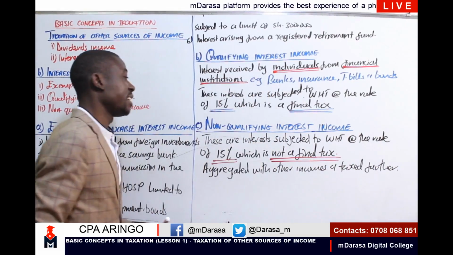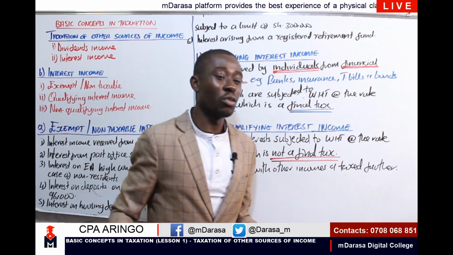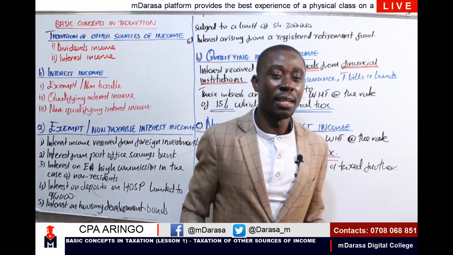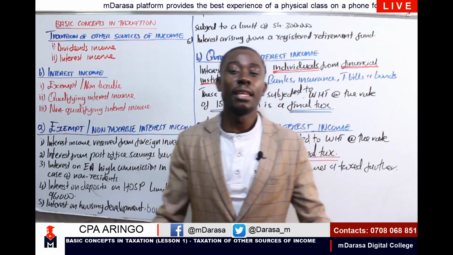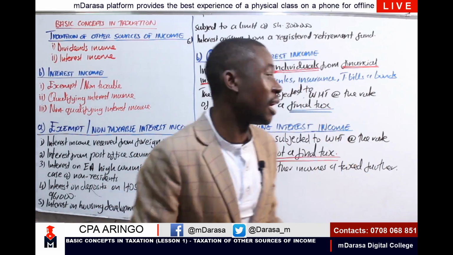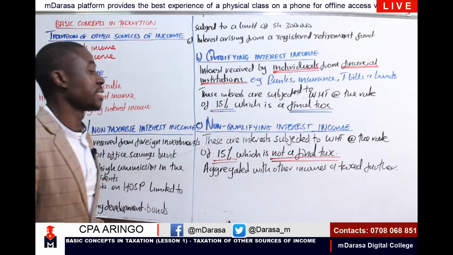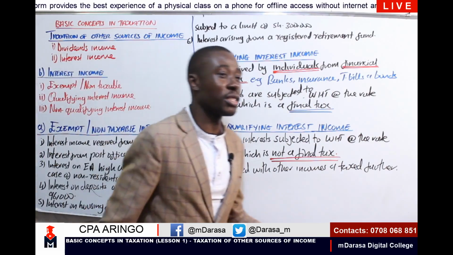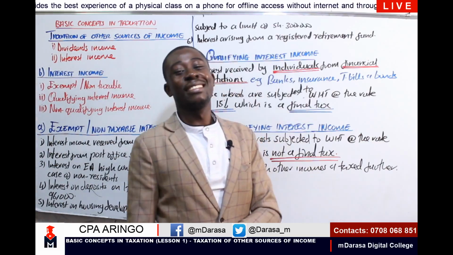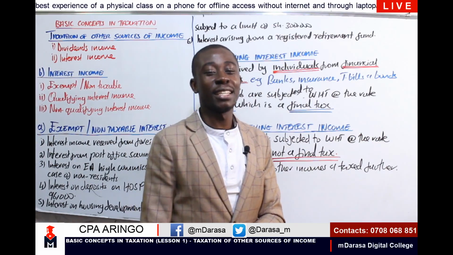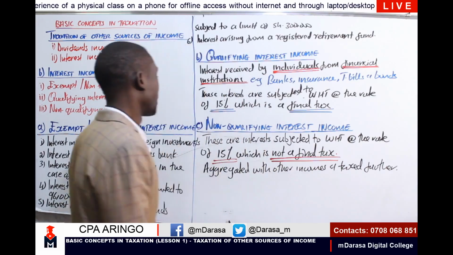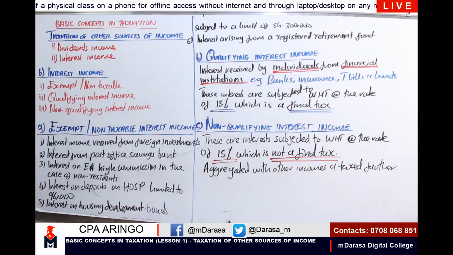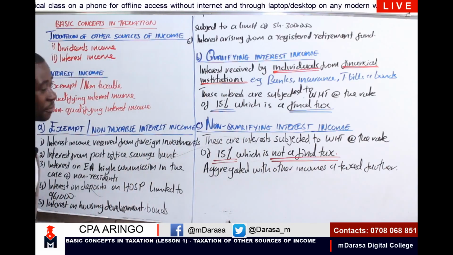That is to say, in addition to the income that you generate from your business, I'm also going to add the interest that we received as non-qualifying interest, and therefore we're going to tax it further, of course at the corporation tax rate of 30% for residents and 37.5% for non-residents. That will be very key, my good students, for us to understand.